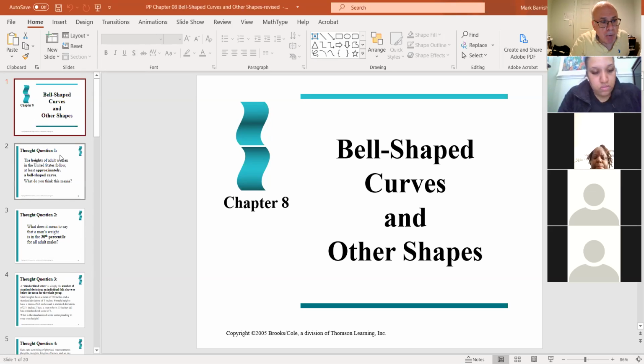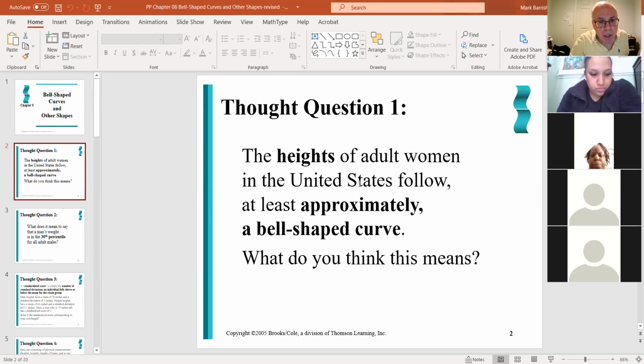All right. So let's look at this first thought question. It says the heights of adult women in the U.S. follow, at least approximately, a bell-shaped curve. What do you think this means? Well, because we're running out of time today, I'm just going to give you my own viewpoint on this. What it means is that quite a bit of the people are going to have heights that are close to the mean or median. All right.